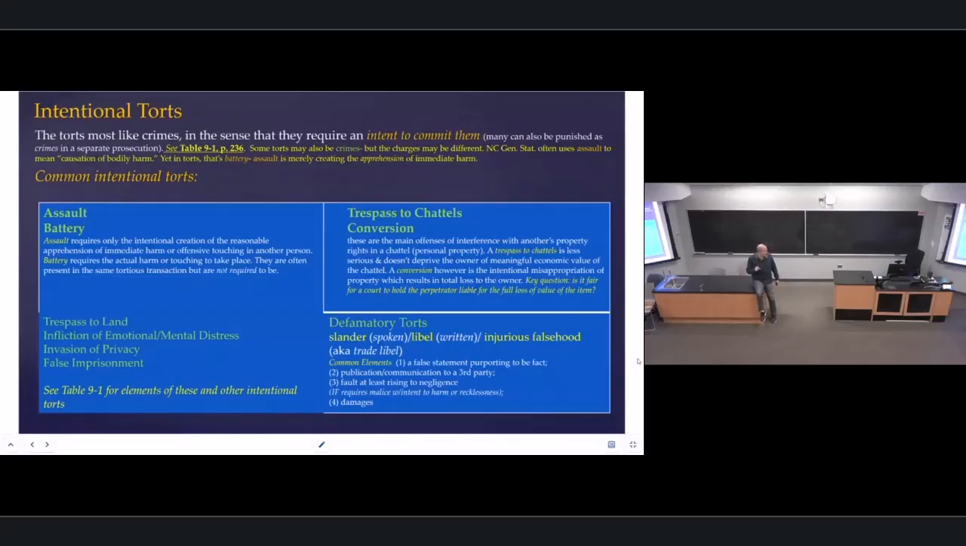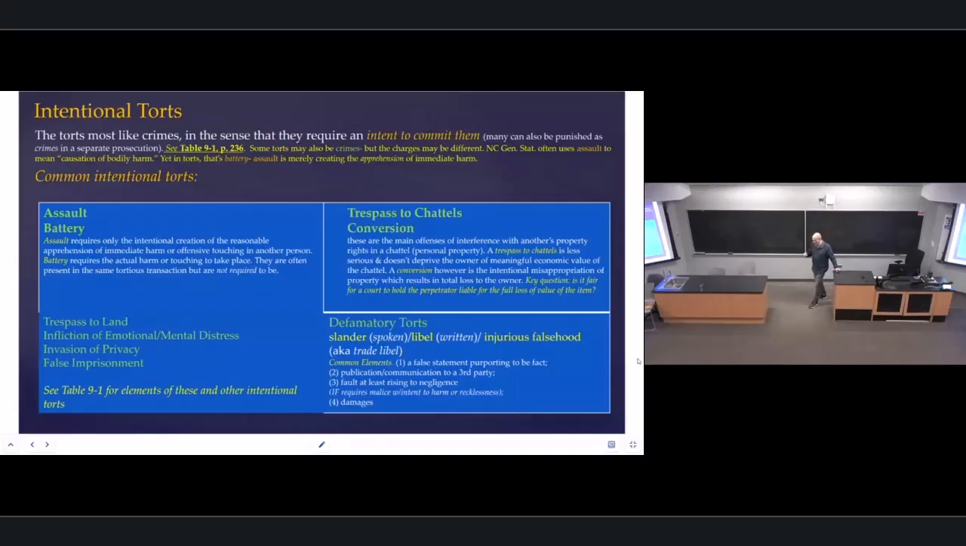I tried explaining conversion first in the last class, and I think it worked because it's the bigger and more serious of the two claims. So I'm going to try that again with you guys and see if it works as well. And if not, maybe I'll doctor the video so that I address trespass to chattels first.